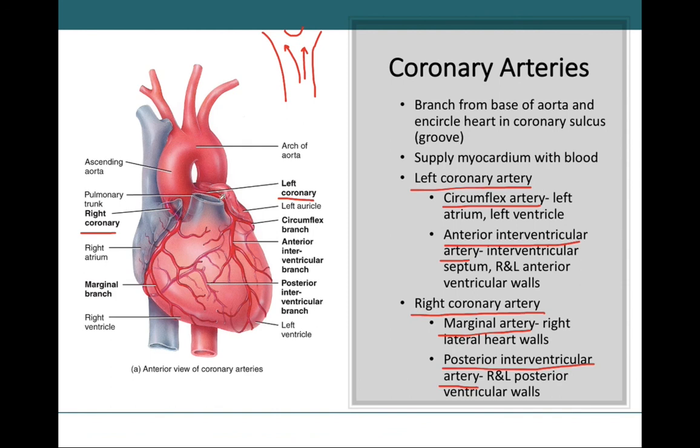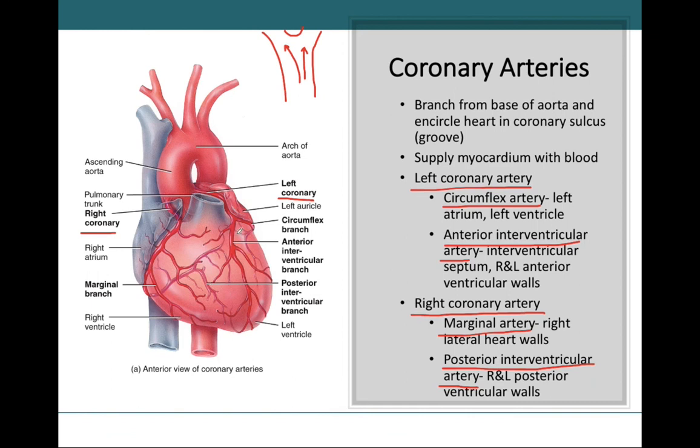The left coronary artery gives us the circumflex and the anterior interventricular artery, and the right coronary is going to give us our marginal artery as well as our posterior interventricular artery. And with these different vessels that are supplying the heart, you can see that we've really covered most of the tissue of the heart just from these.